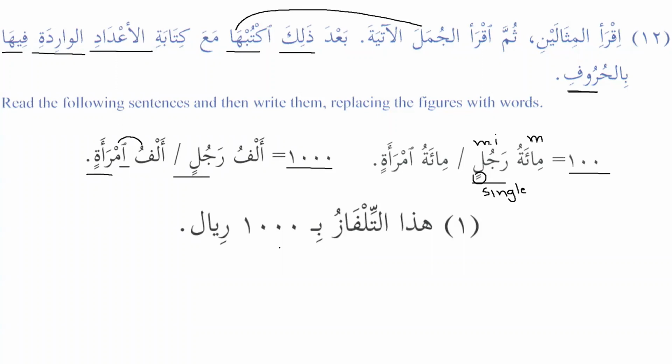Okay, هَذَا التِّلْفَازُ بِ 1,000 riyal. So you want to say this television is 1,000 riyals. So how will we say? هَذَا التِّلْفَازُ بِأَلْفِ رِيَالٍ. Right? بِأَلْفِ رِيَالٍ. This TV is 1,000 riyals. عِنْدِي 1,000 dollar. So how will we say? عِنْدِي أَلْفُ دُولَارٍ. Right? عِنْدِي أَلْفُ دُولَارٍ. And we know that عِنْدِي is a ظرف plus مضاف إليه. So it is خبر. And أَلْفُ دُولَارٍ is the subject or مبتدأ.